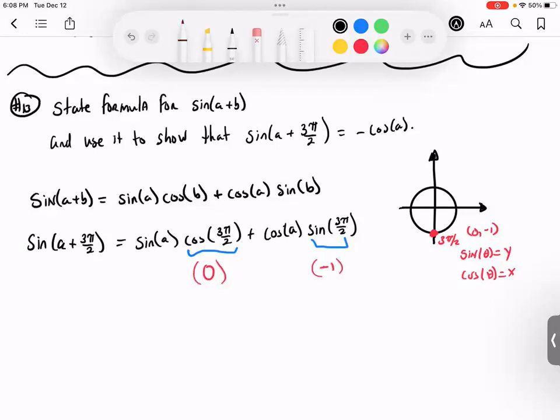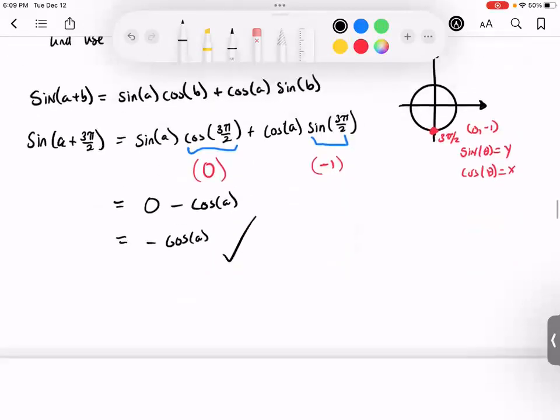Okay, so now let's do the evaluations. What is sine of a times 0? It's going to be 0, so that goes away. We're going to have 0. And what's cosine of a times -1? Careful. Cosine of a times -1 is negative cos a. So we have 0 minus cos a, which is negative cos a. And is that what I wanted to verify? Yeah, that's what we wanted to verify. So we're done.